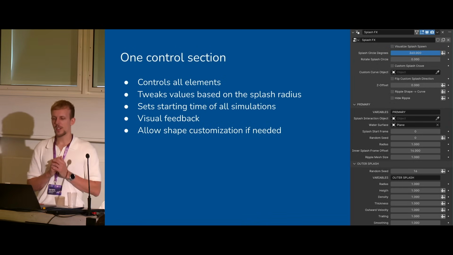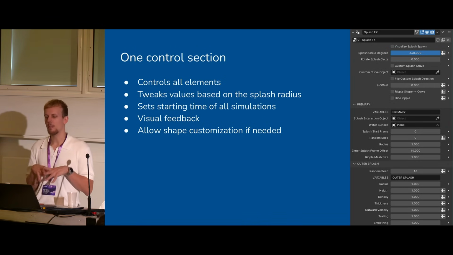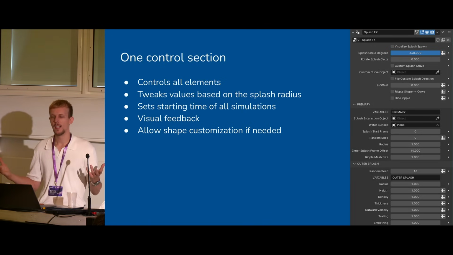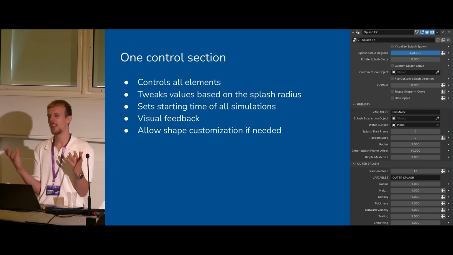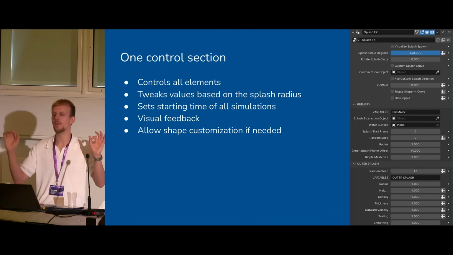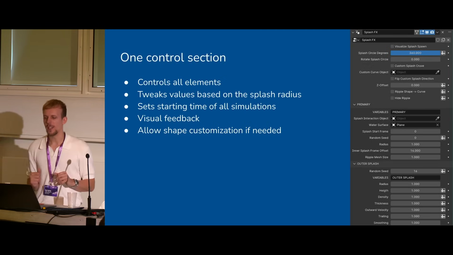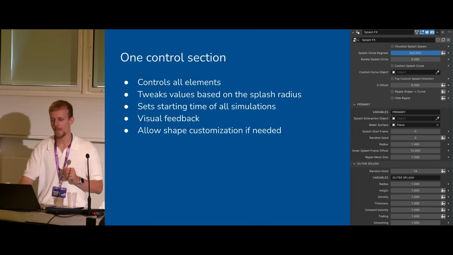So there's one control section that controls all the elements, and you can tweak the values based on the splash radius. Like I said before, the main radius is 1. If we have a smaller character, you just want to scale that to, for example, a half, and all the elements like the size of your splash, the actual radius of the individual particles, and the height of the splash, so the velocity that those particles move out, it should all change based on the size of the character and the mass of the character that's involved as well.